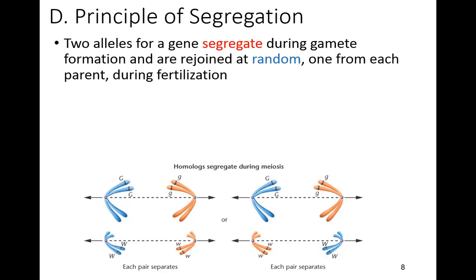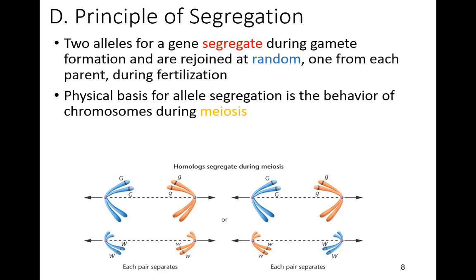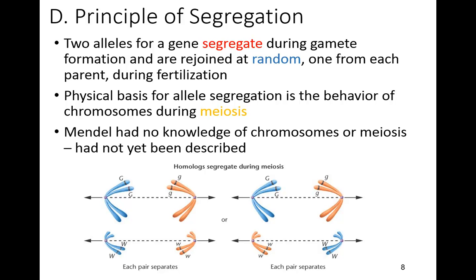which led to Mendel's first principle, the principle of segregation. So this is talking about alleles that are on homologous chromosomes. Two alleles per gene segregate or separate during gamete formation, and then at random are rejoined during fertilization. And this has to do with the way the chromosomes separate during meiosis. Mendel didn't have any knowledge of meiosis or chromosomes for that matter. He just knew things in terms of traits. And he, through his experiments, realized that they separate individually.